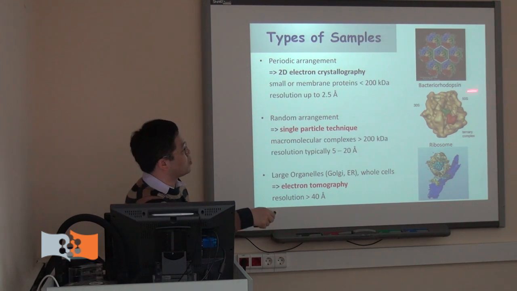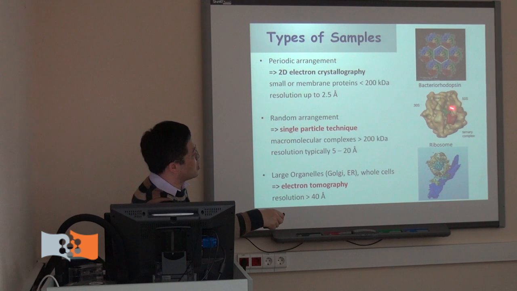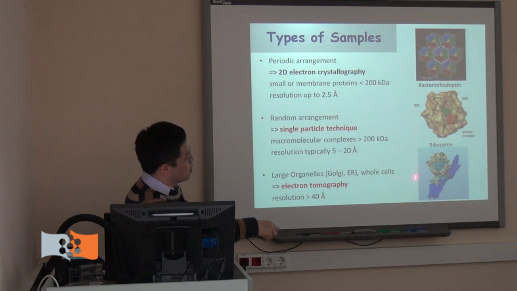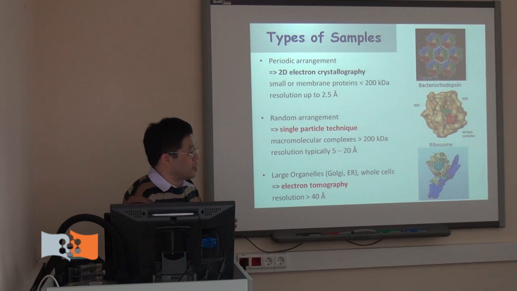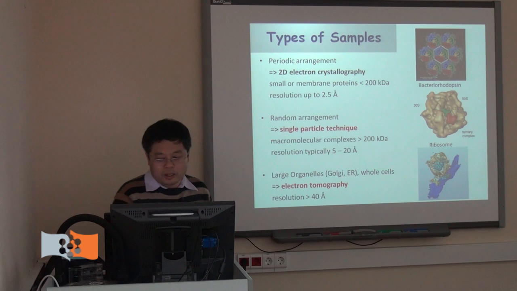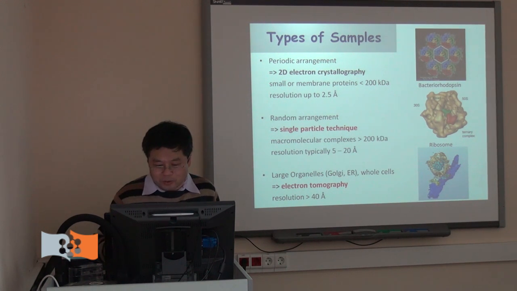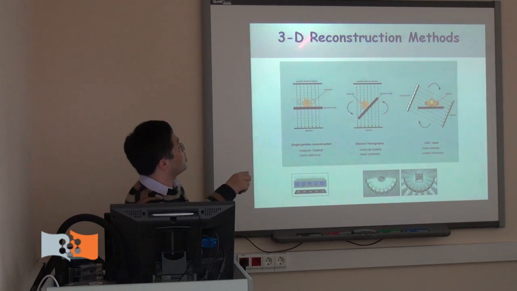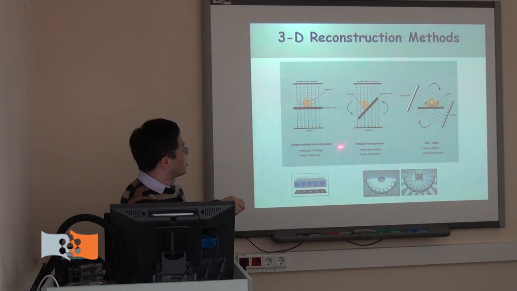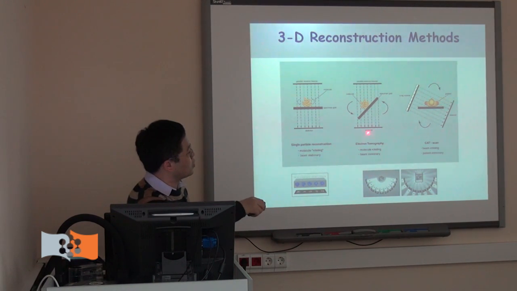If you get a homogeneous sample, you can use a single particle. And this one, you can even go to the electron cellular cell biology things. So you can do a 3D reconstruction of your sample in the cell background. So this is the idea of how we get the 3D reconstruction method. From now on, we just focus on the single particle and the electron tomography.